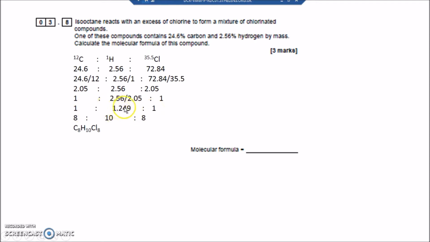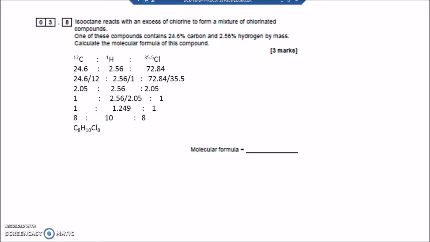I'm looking for a number that I can multiply this by to get it up to a whole number. If I multiply it by 8, it equals 10. So 8 ones are 8, 8 times 1.249 is 10, 8 ones are 8, so I'll multiply through by 8 and I have C8H10Cl8. That's the molecular formula.